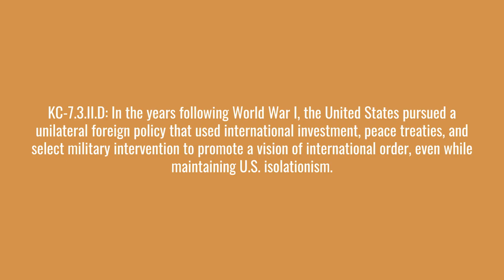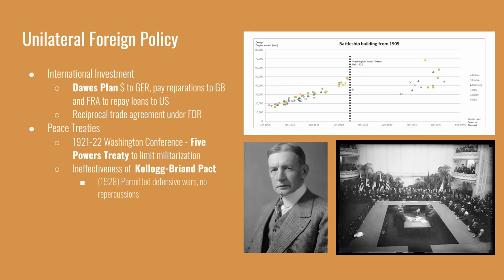This key concept picks up on the tail end of World War I. In the years following World War I, the United States pursued a unilateral foreign policy that used international investments, peace treaties, and select military intervention to promote a vision of international order, even while maintaining U.S. isolationism. To start, unilateral means that decisions are made by one entity without need for approval from other parties. This would not be the case if the U.S. had joined the League of Nations.